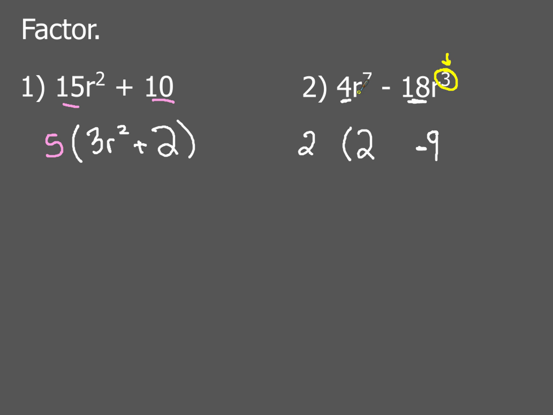So here, we're going to factor out an r to the 3rd power. Now to figure out what our degree is for r in the first term, we're going to go 7 minus 3. When we subtract that, we get 4. And for the other term, when we do 3 minus 3, that gives us 0, and r to the 0 power is just 1, so we don't have to write an r for this second term. So our final answer on this one, when we factor it, is 2r cubed times the quantity 2r to the 4th minus 9.